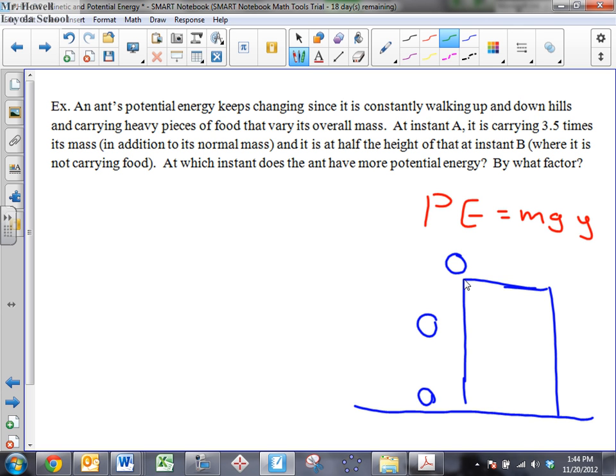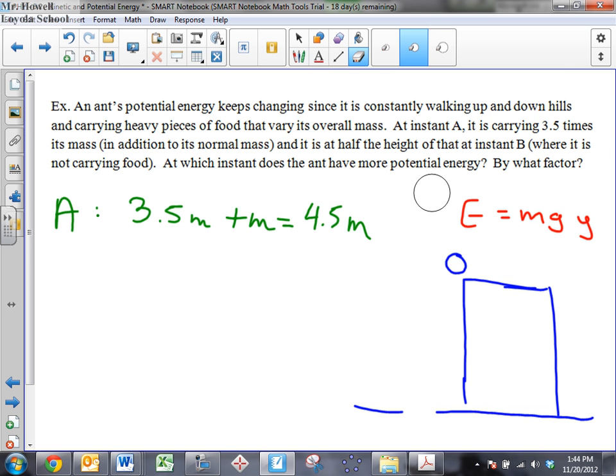In addition, I wrote in parentheses, in addition to its normal mass. It's carrying 3.5 times its mass in addition to its normal. So now it's got its 100 pounds plus 350. So it wouldn't be 3.5 M? It'd be like 3.5 M plus the M itself, giving you 4.5 M. Okay? So at instant A, the ant is carrying 3.5 times its mass plus its actual mass. So at instant A, its mass is really 4.5 times its original. That was the question that Jeff just asked.